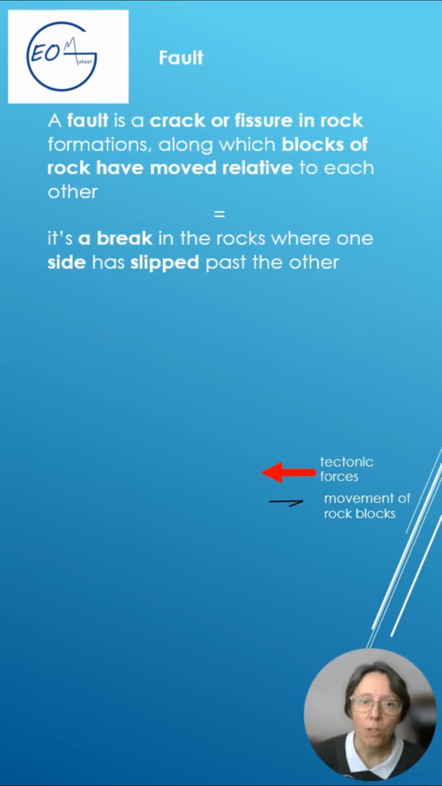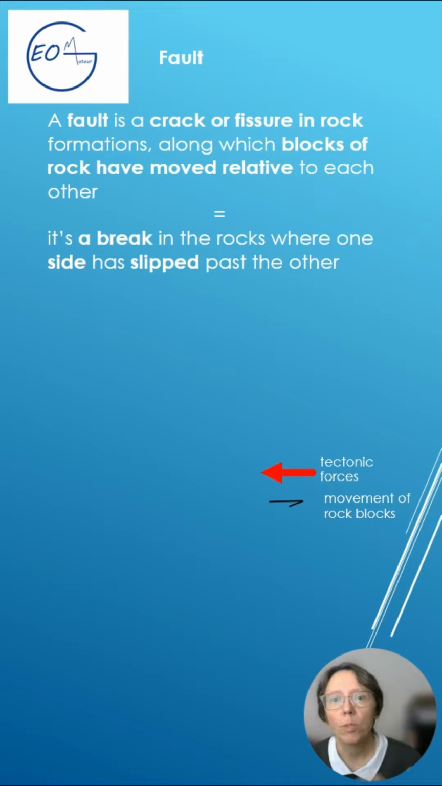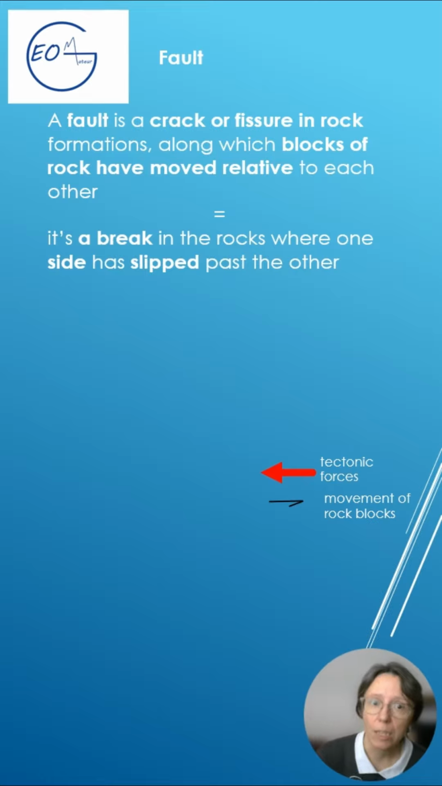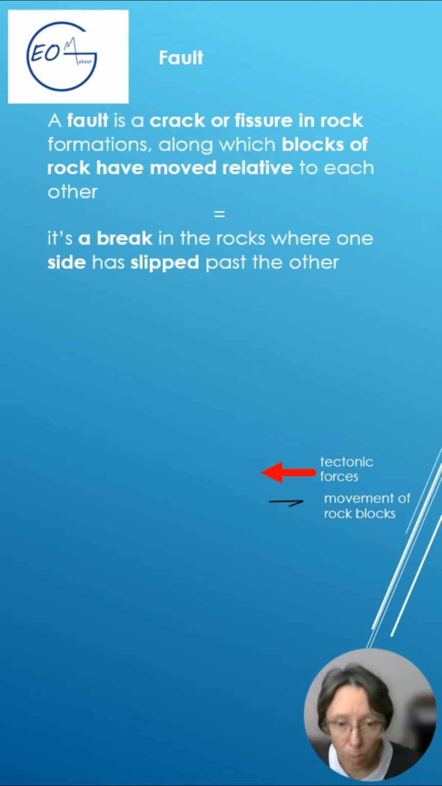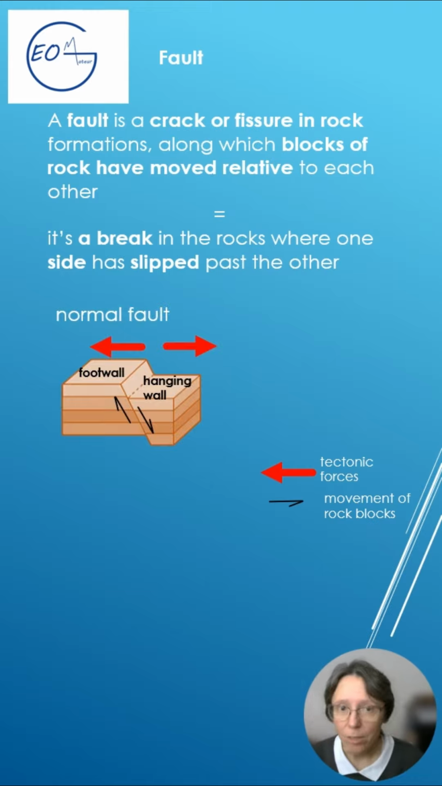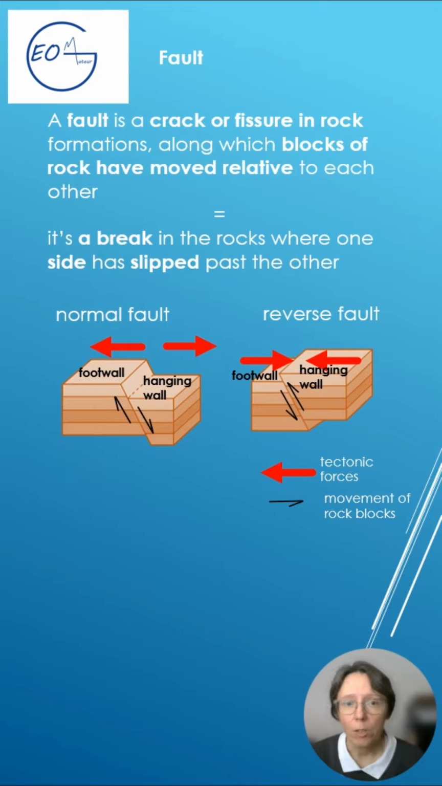In structural geology, the type of fault that develops depends on the direction of tectonic forces and the resulting movement of rock blocks. Under extensional forces, rocks are pulled apart, producing a normal fault where the hanging wall moves downward relative to the footwall. Under compressional forces, rocks are pushed together, forming a reverse fault in which the hanging wall is thrust upwards over the footwall.